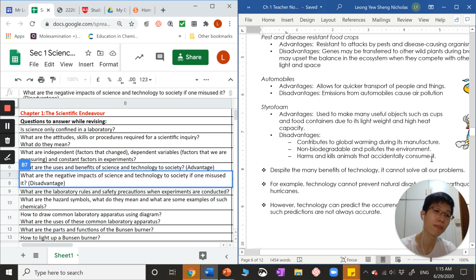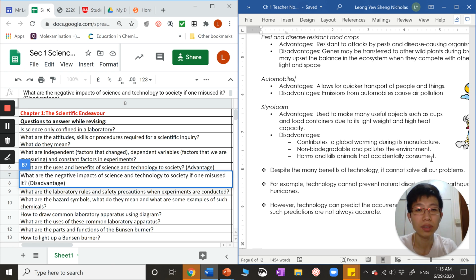For example, you might have seen some videos whereby marine animals accidentally consume this styrofoam. After that, they got suffocated and died. So these are some of the disadvantages of styrofoam.